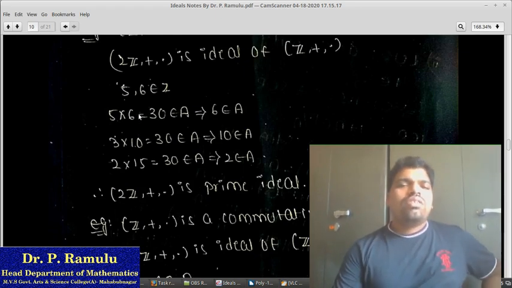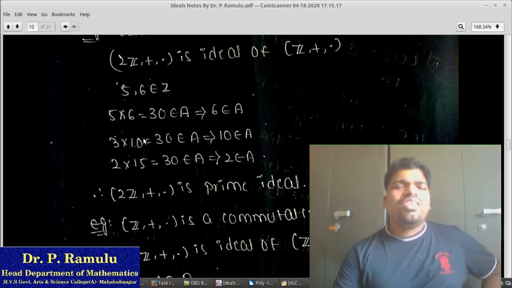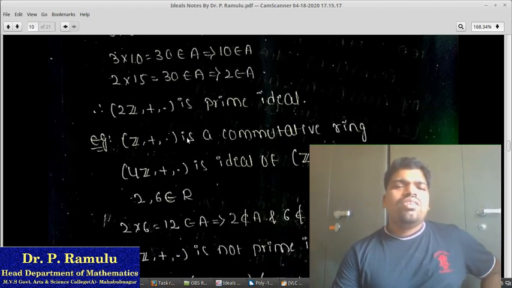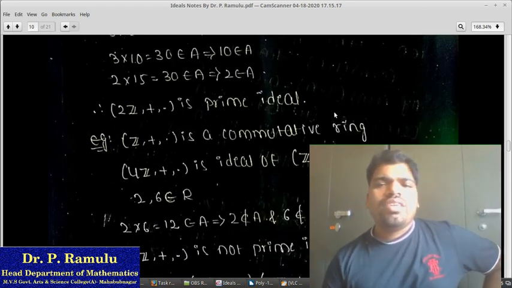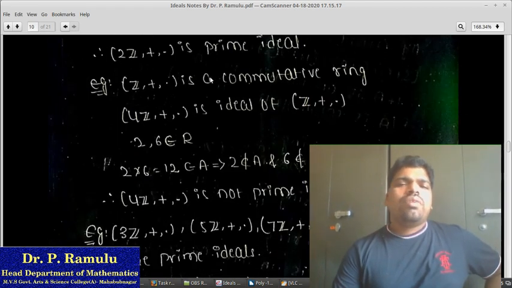Okay, so that means for 2Z, we can take 3 into 10, 30, and 30 belongs to A. So that means 2Z, plus, dot is a prime ideal. I will take another example.